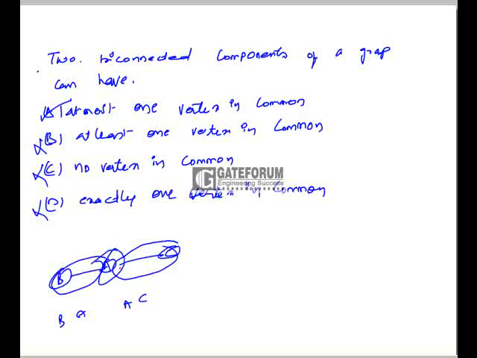Only a maximum of one vertex will be common in two biconnected components. So here the correct option is option A.